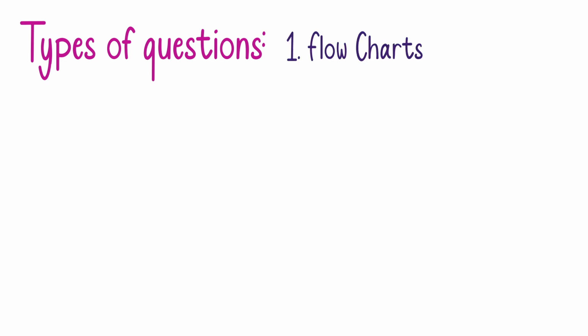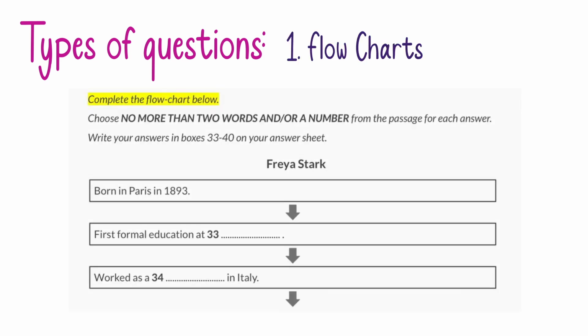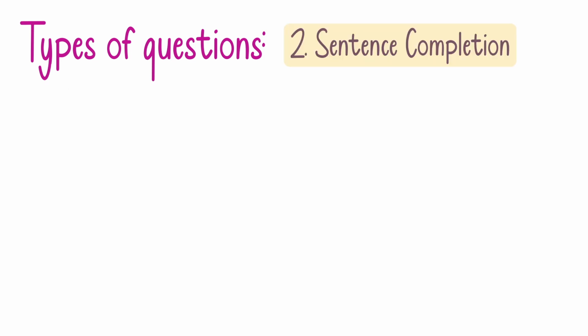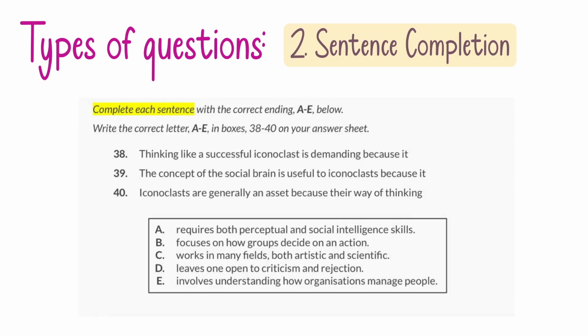The next one is flowchart. As I said before, it's mostly in order, right? Mostly in order. So you may, for example, sometimes see that it is not in order, right? The next type of question is sentence completion. This is an example of a sentence completion type of question. It's mostly in order. Finding keywords is a little bit difficult, but it's not that difficult, all right?